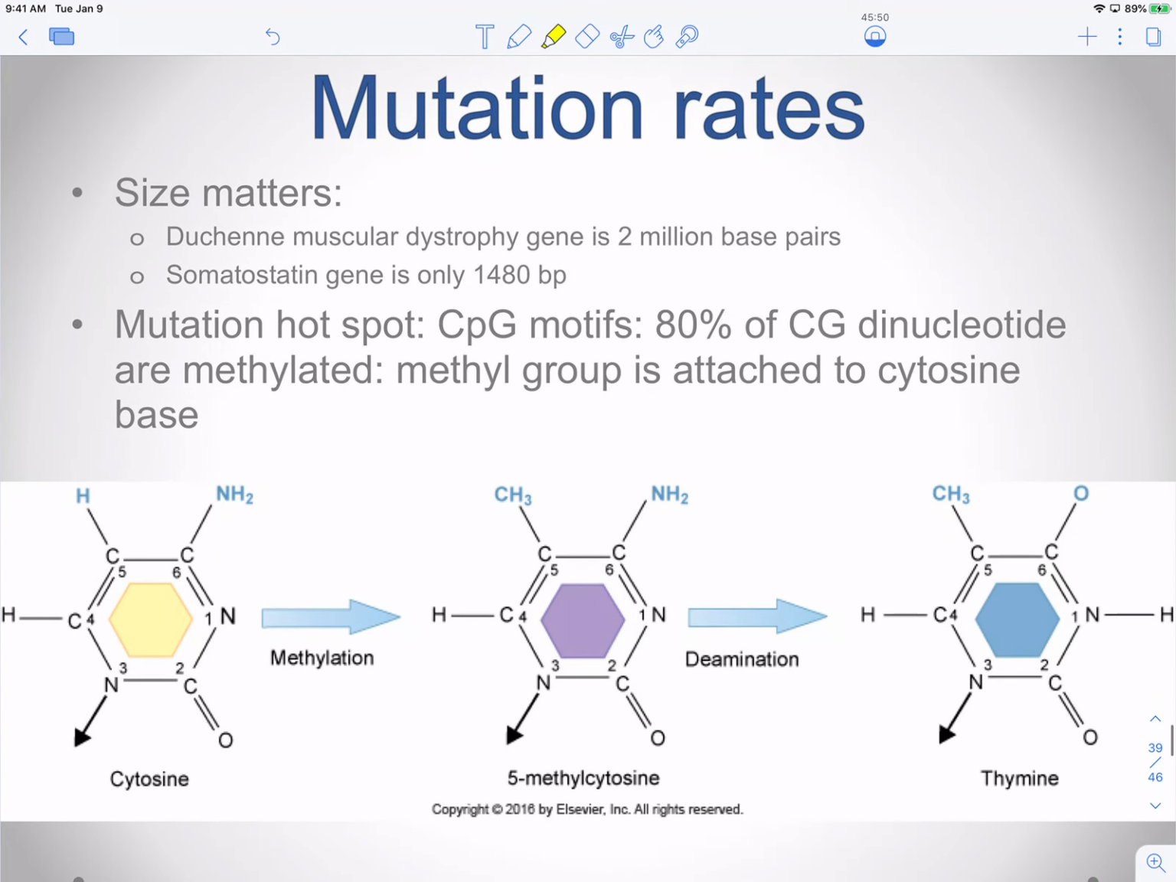There also are places where size is going to play a role in mutation rates. The Duchenne muscular dystrophy gene, for example, is 2 million base pairs, and of course, it's going to have introns intervening those base pairs. The somatostatin gene is only 1,480 base pairs. So you have more likelihood of having a mutation in your muscular dystrophy gene than in your somatostatin gene, for example. Mutation hotspots are CpG motifs. 80% of CG dinucleotides are methylated, and in this case, the methyl group is going to be attached to cytosine.